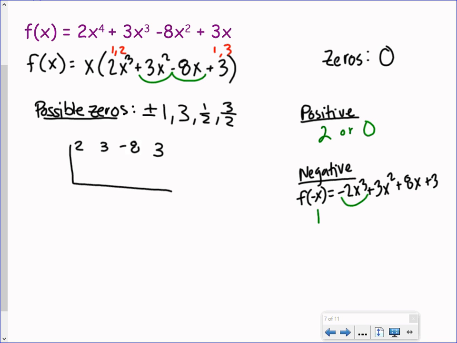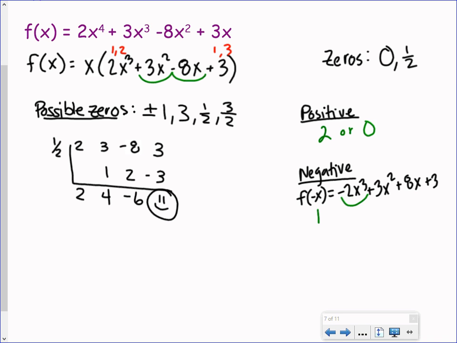Did anybody find one that works? Chris, what's yours? Okay, regular 1/2. Let's hope it works. Add down to get 2. 2 times 1/2 is 1. Add down to get 4. 4 times 1/2 is 2. Add down to get -6. -6 times 1/2 is -3. Oh, yes! Down to 0. So I can add that to my list of zeros.